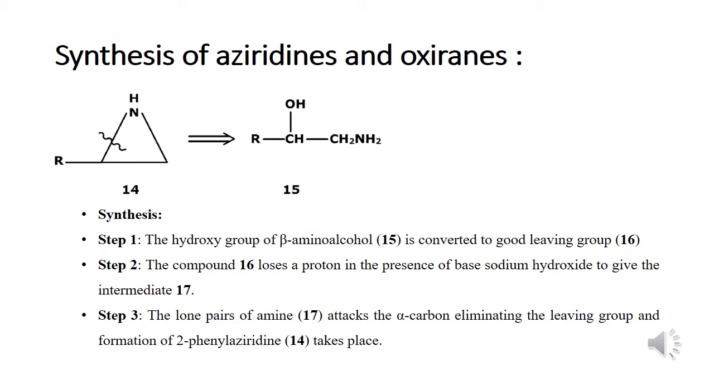Step 1, the hydroxy group of beta amino alcohol, that is structure 15, is converted to a good leaving group, that is structure 16. Step 2, the compound 16 loses a proton in the presence of base sodium hydroxide to give the intermediate 17. Step 3, the lone pair of amine, that is 17, attacks the alpha carbon, eliminating the leaving group and forming 2-phenyl aziridine, that is structure 14, the target molecule we can obtain. We can show this synthesis in our next slide.